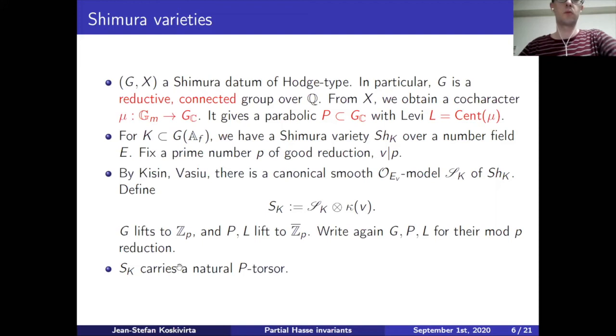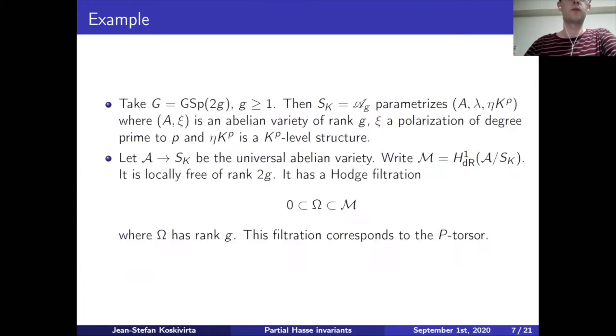So just to give you an example of what this P-torsor is. Let's take the Ziegler case, which will come up later a few times. So this is the case when G is the general symplectic group GSp_2g, where g is some integer. And let S_K be A_g, so this is the Shimura variety that parametrizes abelian varieties of rank g together with a polarization which has degree prime to p and some level structure outside p.